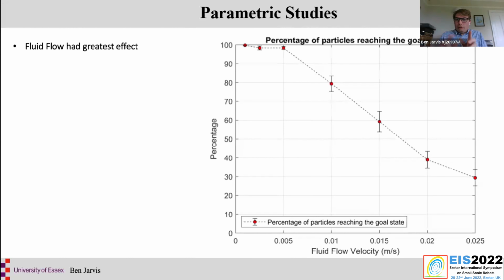What I don't have in these slides is that I ran very quickly in the simulation, setting off the particles and providing no input to them. And for a fluid velocity of 0.01 meters per second, only about 30% of the particles reached the goal. So anything above that 30% for 0.01 would be an improvement on no control over the particles. And so we can assume that all of these values are better results than if we just left it with no user input.